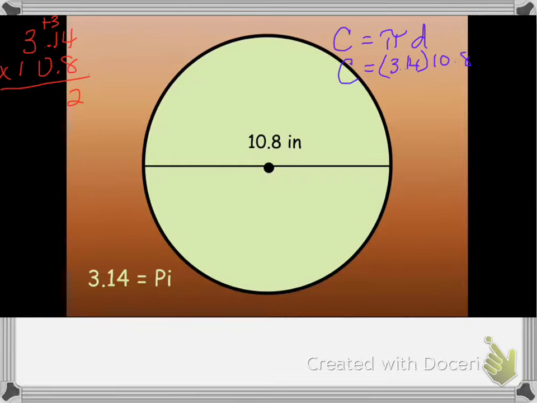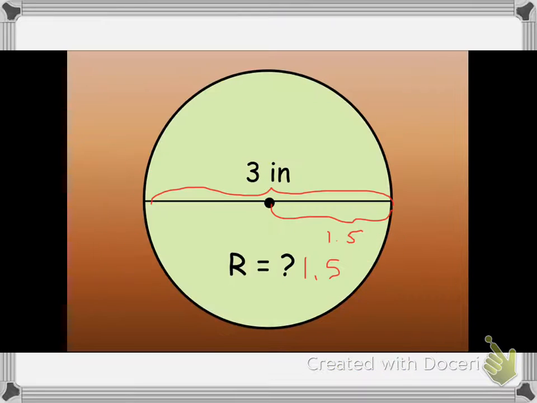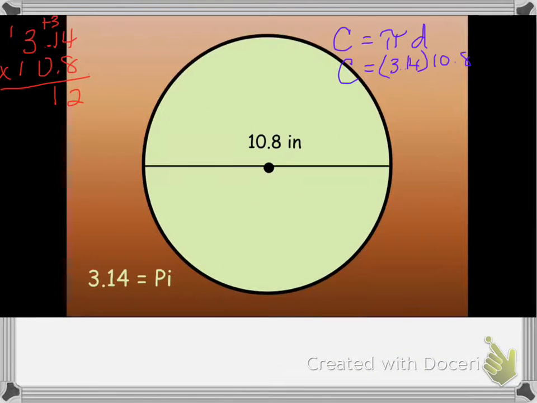8 times 1 is 8. Plus 3 is 11. Oops. Whoa, my iPad's going crazy. 8 times 3 is 24, plus 1 is 25.